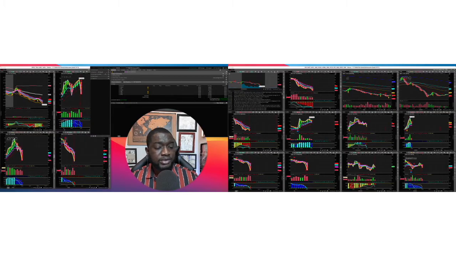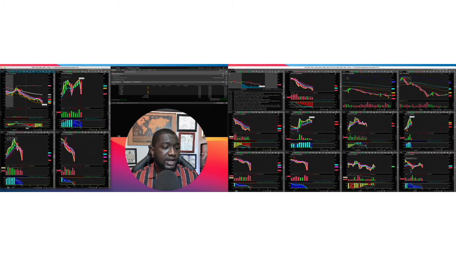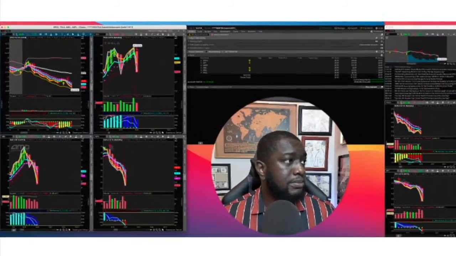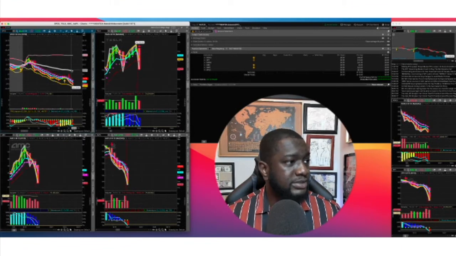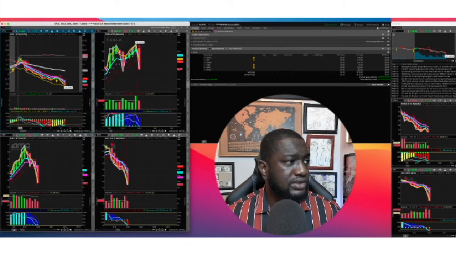But this is basically my trading setup here. So to the far left, if you look at the far left here, this is Space. Okay, I like Space. I think Space is a good stock to trade.